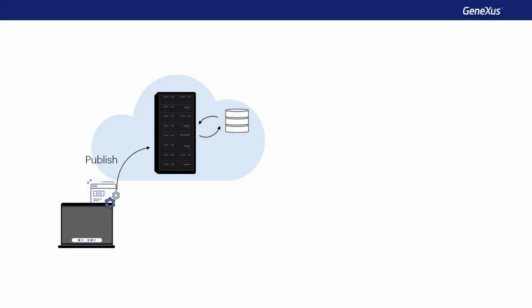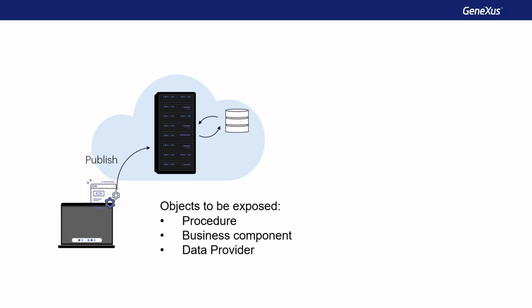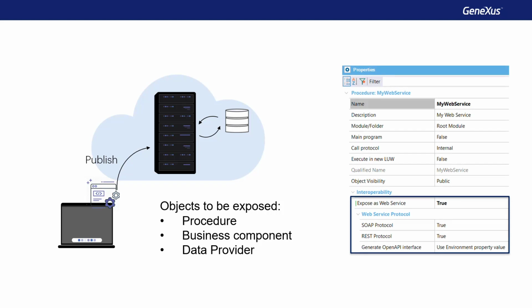GeneXus also allows creating web services and publishing them on a web server. The GeneXus objects that can be exposed as web services are procedures, business components, and data providers. To expose one of these objects as a web service, we set the property expose as web service to true and indicate whether to use SOAP protocol, REST, or both. If we want the service to provide CRUD operations on a database, you can also generate the necessary information following the OData protocol.